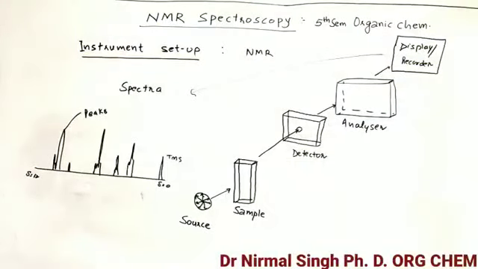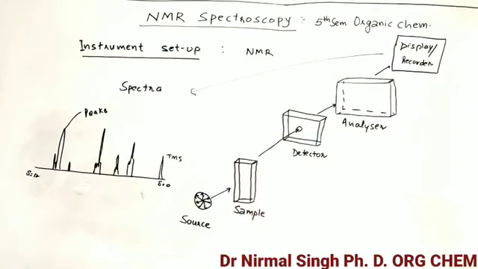This is the instrument setup in general for NMR spectroscopy, and this is very common for all other spectroscopy also. Some parts are common. In this instrument setup, we require a source. The source is electromagnetic radiation, and we will use a radio frequency wave as a source for NMR spectroscopy. Then there is a sample, and those radio waves strike on the sample.